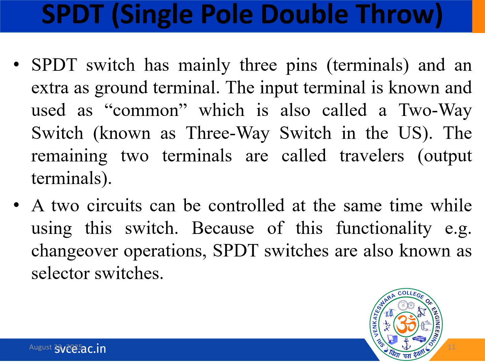Next we'll see the travelers, which we call the outputs. These terminals receive the switched connection from the common. Next we have the ground terminal, included in some designs for shielding or safety. This configuration allows the switch to route a single input to one of two outputs, so it enables changeover operations. It is very commonly referred to as a two-way switch in many regions.